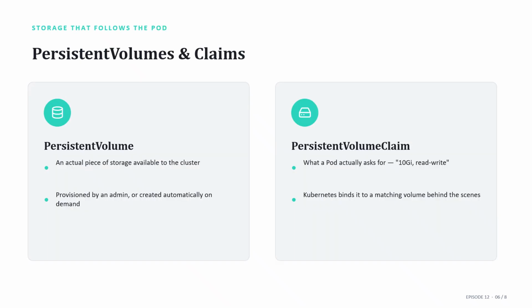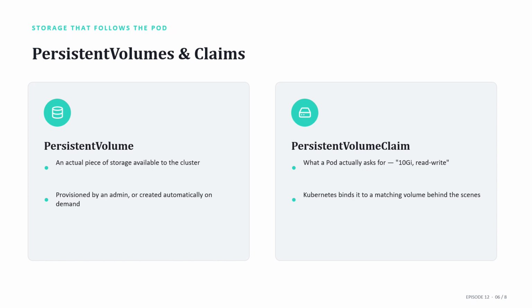Now, storage. Episode 5's Docker volumes solve persistence on one machine. Kubernetes needs the same idea, but a pod can be rescheduled onto a completely different worker node at any time, so the storage has to be able to follow it there. A persistent volume represents an actual piece of storage available to the cluster, provisioned by an administrator or, more commonly today, created automatically on demand.